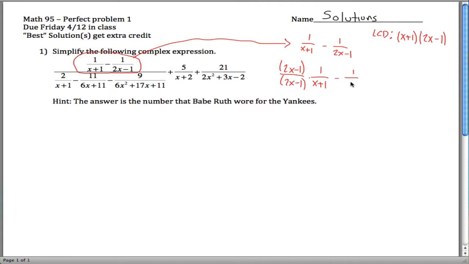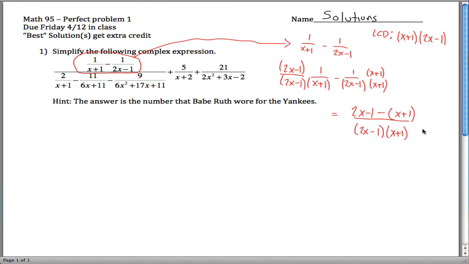And I'll have to multiply this one, 1 over 2x minus 1, by x plus 1 over x plus 1. And now what I have is a common denominator. Now I have 2x minus 1 times x plus 1 in both of these, so I can write the whole thing over that. On top I have 2x minus 1, because 2x minus 1 times 1 is just 2x minus 1. And from that I want to subtract x plus 1, because 1 times x plus 1 is x plus 1.